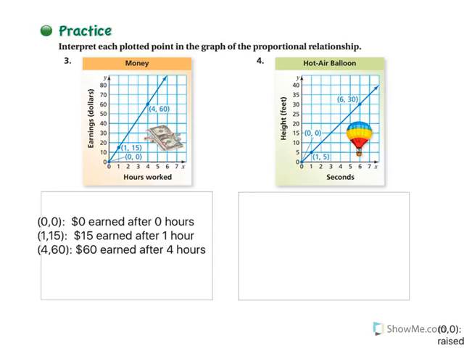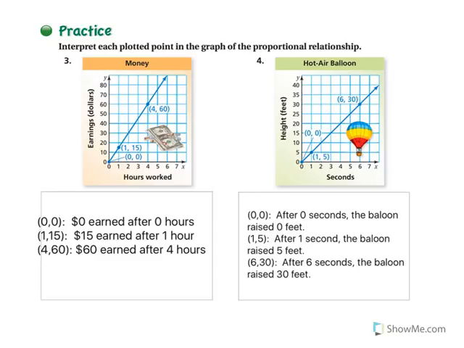Again, we're looking at those 3 points. At 0, 0, we know that after 0 seconds, the balloon raised 0 feet. And after 1 second, the balloon had raised 5 feet. And after 6 seconds, the balloon raised 30 feet. Now, this is a technicality, but I don't know if this means how much it's increased at any given point or from the ground. I don't think that really matters too much, but that's basically the rate at which the balloon is increasing. It's going up at a constant rate. But hopefully that made some sense to you.